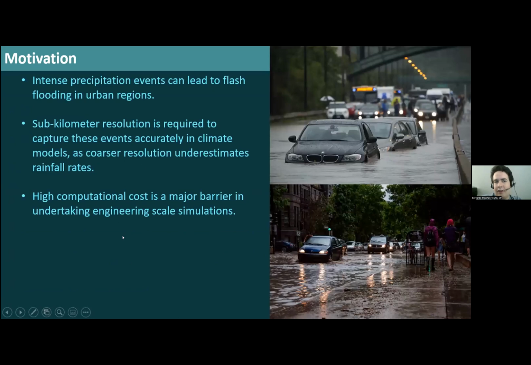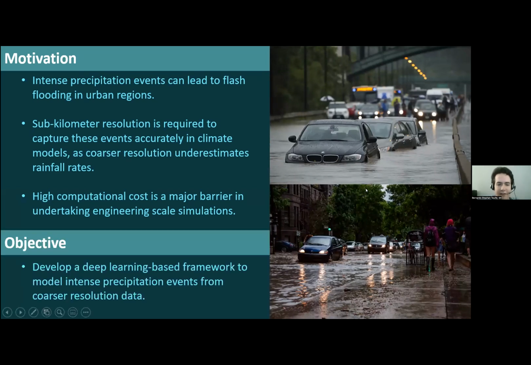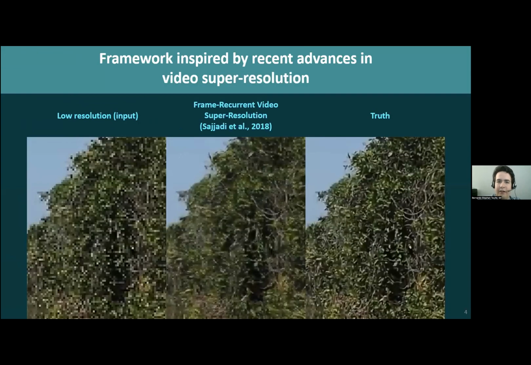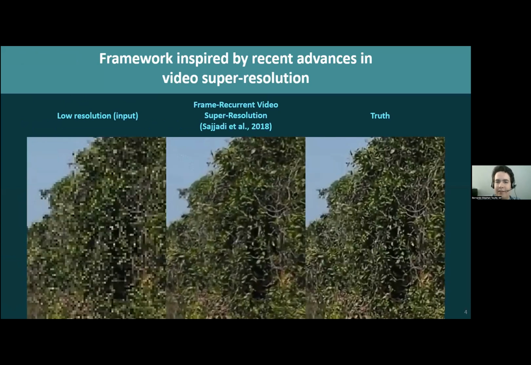So the motivation for this work is that intense precipitation events can lead to flash flooding, especially in urban regions, as you can see in the figures on the right. In terms of modeling, a sub-kilometer resolution is required to capture these events accurately, because at coarser resolution we tend to underestimate the rainfall rates. But of course, with that high resolution comes very high computational cost, which is a major barrier in undertaking these engineering scale simulations. So the objective here is to develop a deep learning framework to model these intense precipitation events using coarser resolution data. And because it's deep learning based, it's data based, so it will have a much lower computational cost. So the framework that I'll be using is inspired by recent advances in video super resolution.